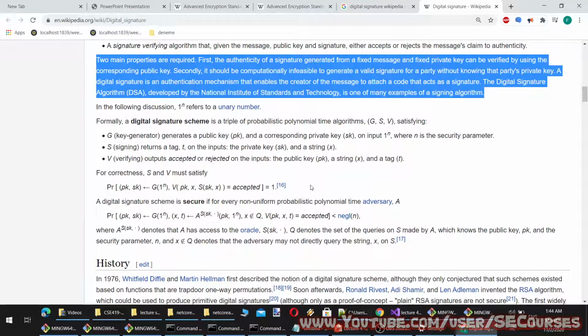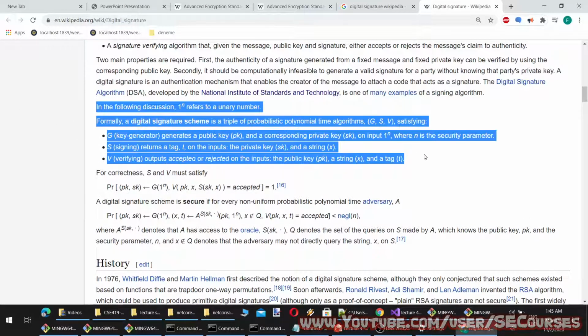Two main properties are required. First, the authenticity of a signature generated from a fixed message and fixed private key can be verified by using the corresponding public key. Secondly, it should be computationally infeasible to generate a valid signature for a party without knowing that party's private key. A digital signature is an authentication mechanism that enables the creator of the message to attach a code that acts as a signature. The Digital Signature Algorithm (DSA), developed by the National Institute of Standards and Technology, is one of many examples of a signing algorithm.